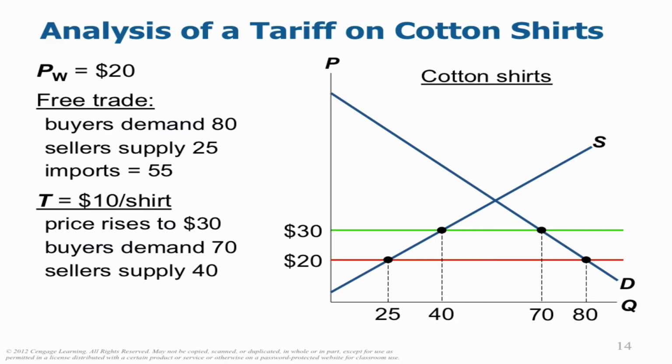Our domestic producers are better off by 15 shirts and by $10 a shirt. But those 15 people are paying $10 more a shirt. Actually, those 70 people are paying $10 more a shirt, and now there are 10 people who don't get a shirt.